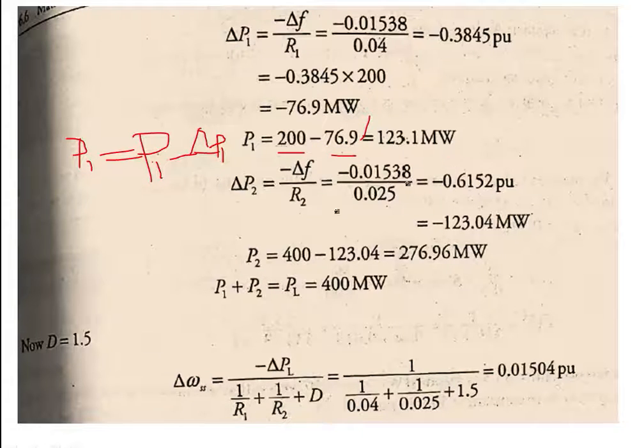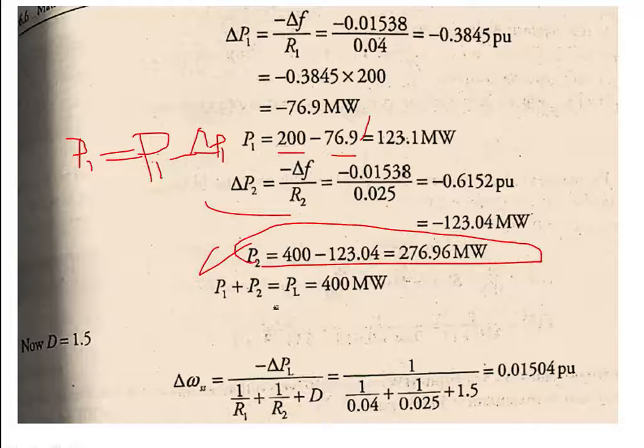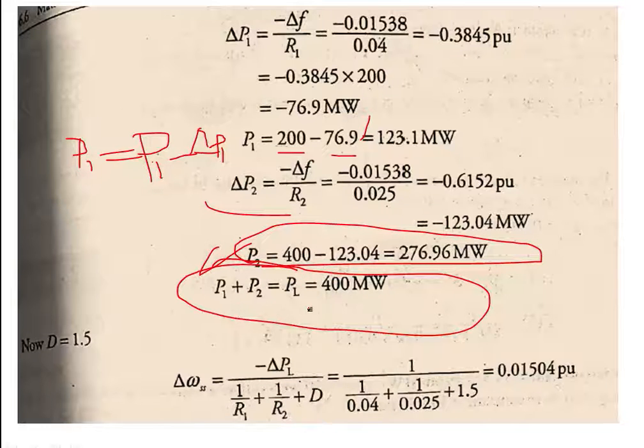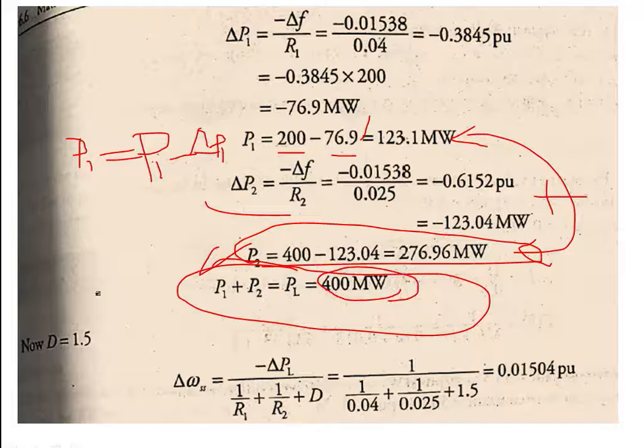Similarly, you have to find the value of delta P2, using the same fundamental equation. Then you have to find the value of P2. P2 is in terms of megawatt. So we know the condition that total generation is equal to total load. So if you add P1 plus P2, you will get to meet 400 megawatt of load.